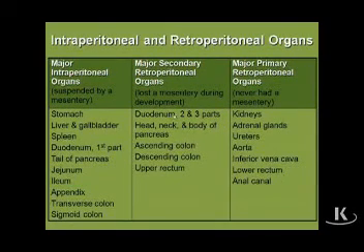The organs to which the process that we just described happen are these organs. Most of the duodenum, most of the pancreas, the ascending colon, the descending colon, and the upper part of the rectum. Those are the organs that become secondarily retroperitoneal. There aren't that many of them, as we see.